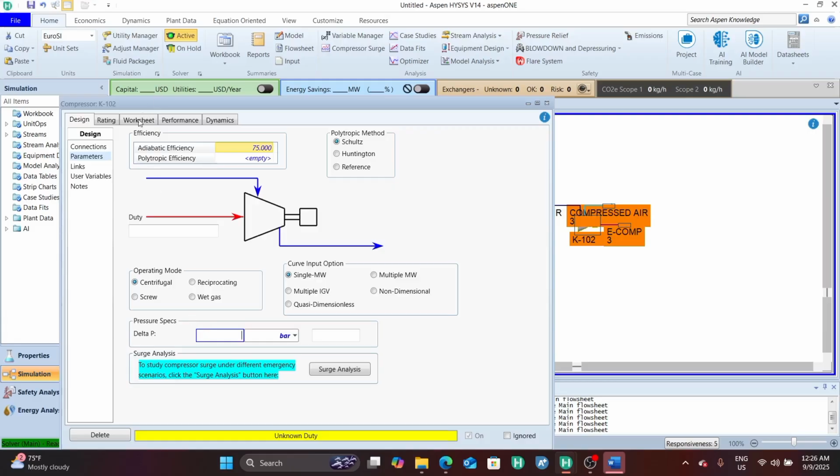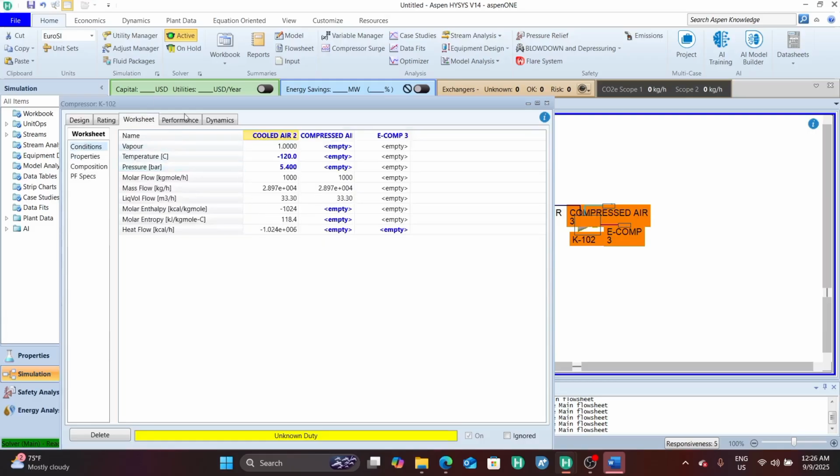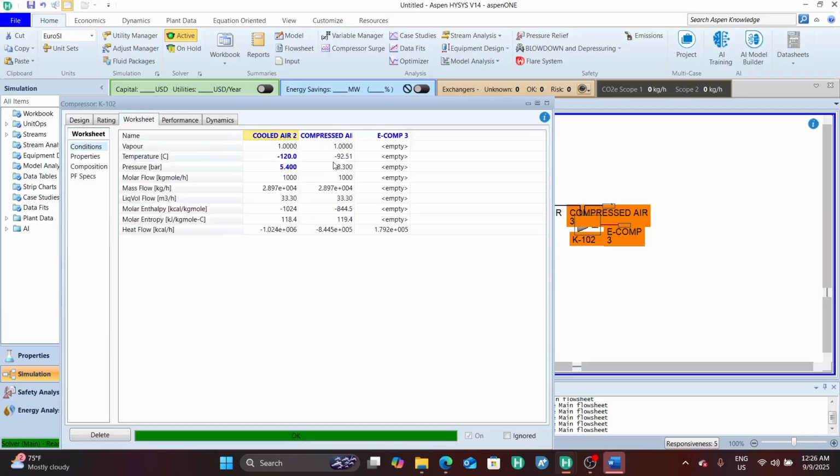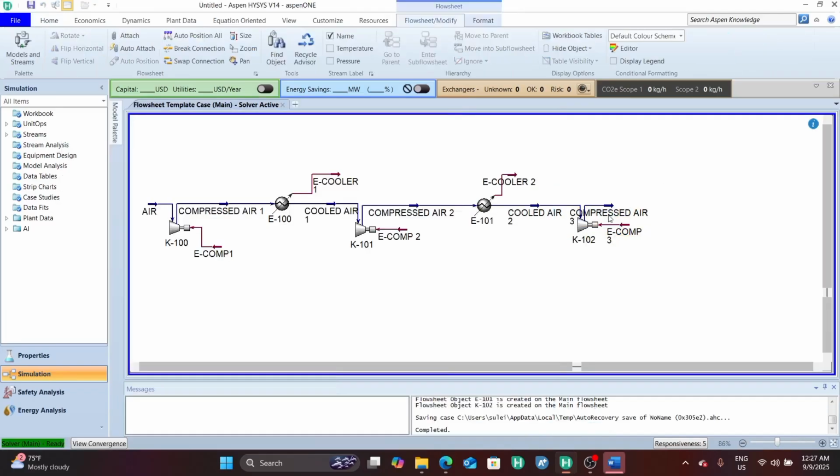We're currently at what temperature? Pressure 5.4, and we need to be at 8. So we increase by, let's say, 2.9. All right, 2.9 gets us to 8.3, and we are down to negative 92.5 Celsius. Gained heat due to the compression.